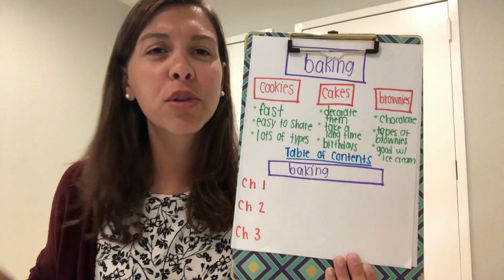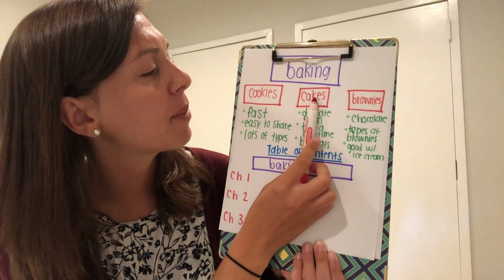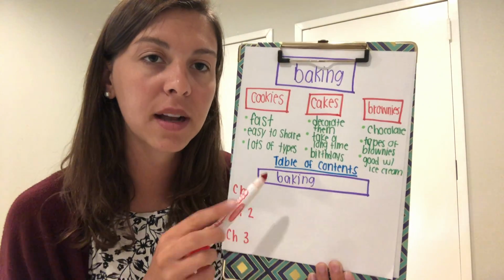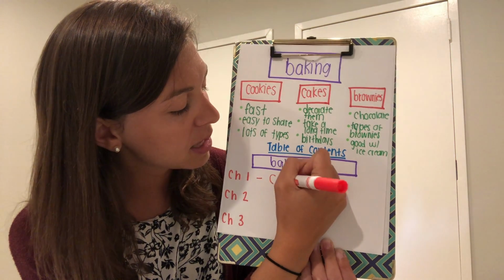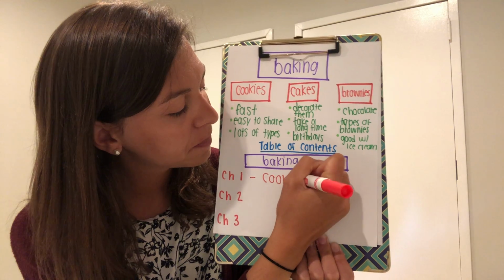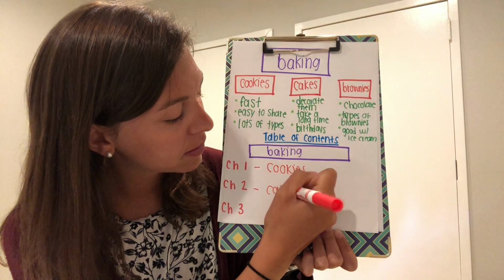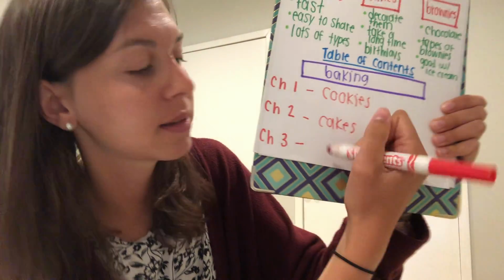Then I'd think about my 3 chapters that I have details about. I have a chapter about cookies, a chapter about cakes, and a chapter about brownies. My 3 subtopics are going to be my chapters of my book. So I would say that chapter 1 is about cookies, chapter 2 is about cakes, and chapter 3 is going to be about brownies.